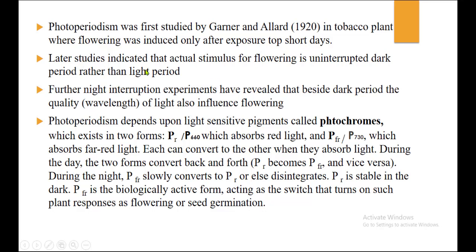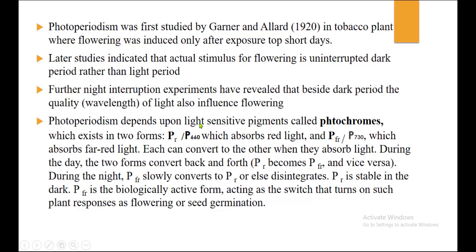So later studies indicated that the actual stimulus for flowering is the uninterrupted dark period rather than the light period. Further night interruption experiments have revealed that besides the dark period, the quality of light is also necessary to induce flowering. We will discuss the night interruption experiments and then you will clearly understand this phenomenon. So let's move to phytochromes, there is a misprint.